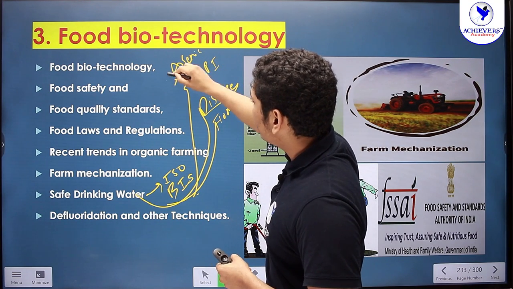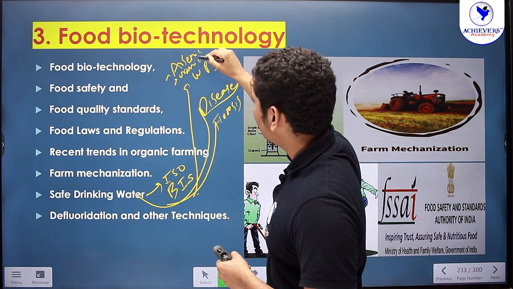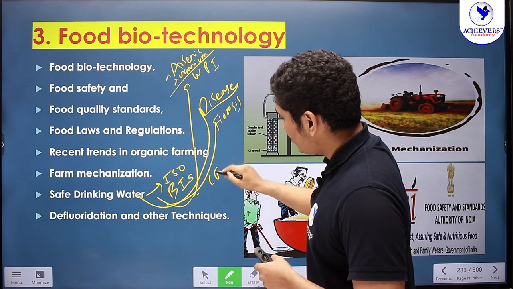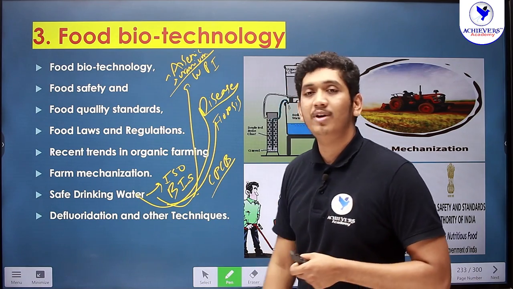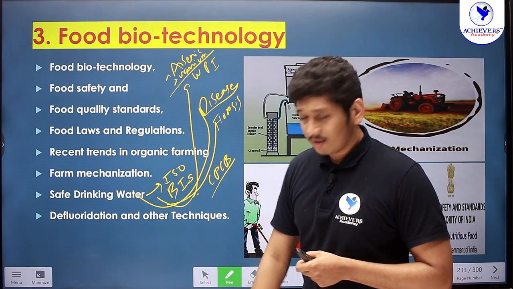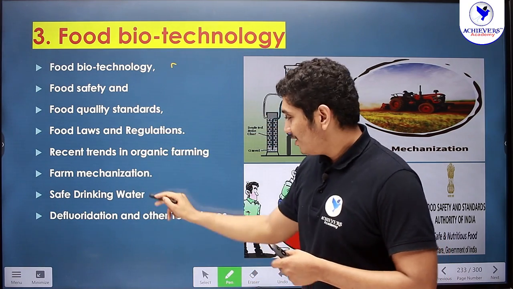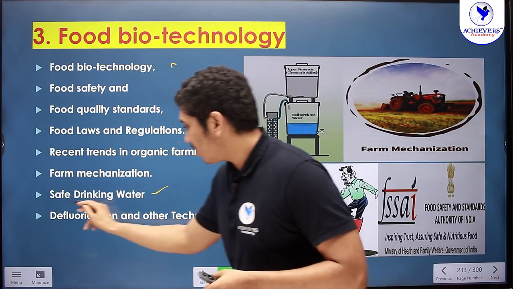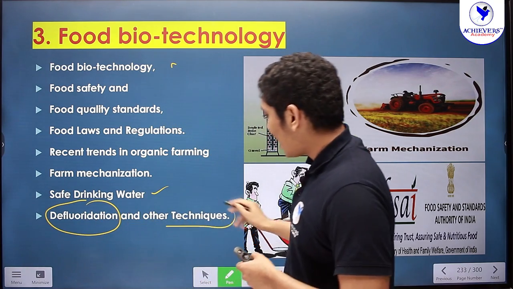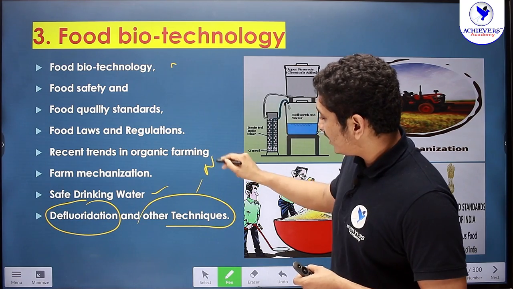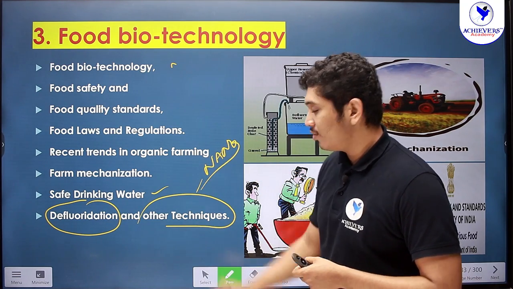Arsenic pollution. You'll also learn about uranium pollution in India. You'll also learn about the Central Pollution Control Board's standards for drinking water, standards for drinking water, washing water, etc. Within safe drinking water, you have defluoridation and other techniques used for safe drinking water. I'll also tell you about nanotechnology and its use in purification.